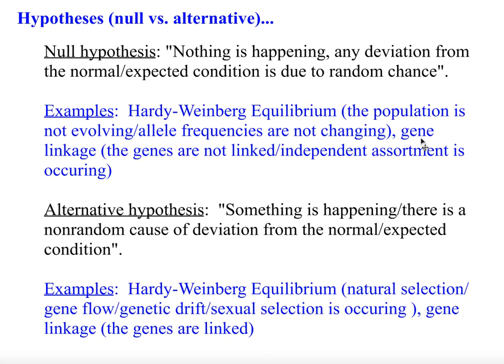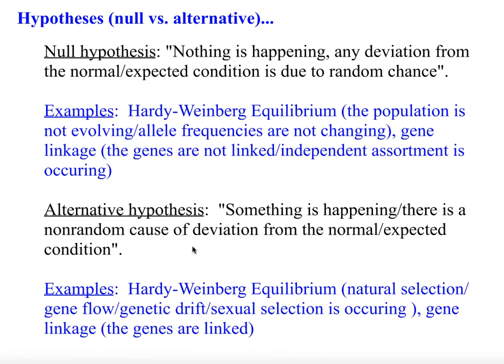With gene linkage, we did it this semester. You guys did a chi-square analysis on the Jackalope lab. And your null hypothesis was nothing funny is going on. Independent assortment is occurring. And of course, in that lab, you rejected your null hypothesis because the two genes that you were looking at, the two traits that you were looking at, were on the same chromosome. So there was a non-random cause of the difference from the expected. And that kind of leads us into alternative hypothesis.